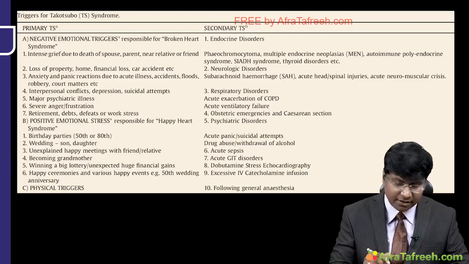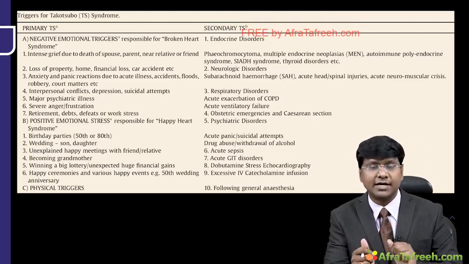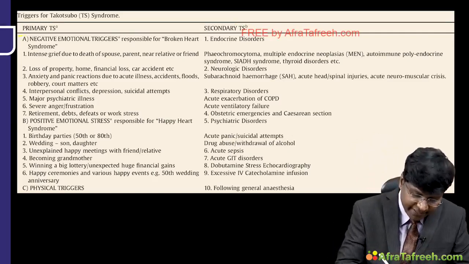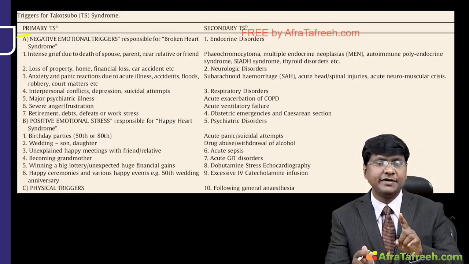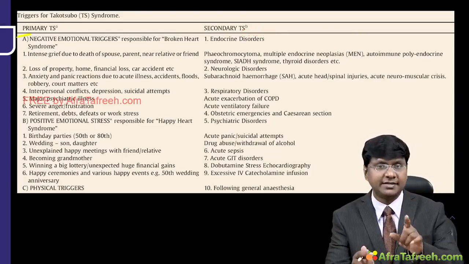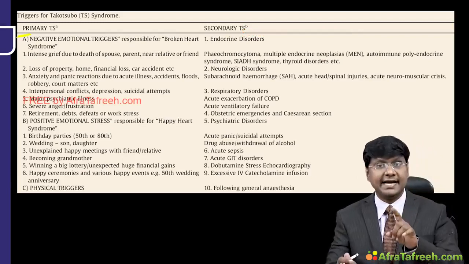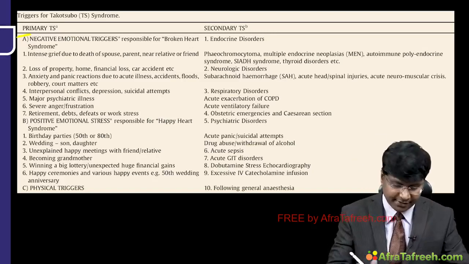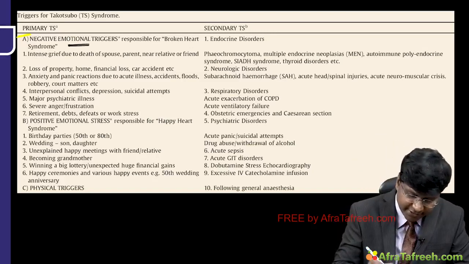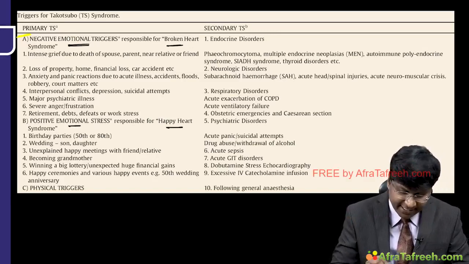Now, this is a table showing the differences between primary as well as secondary Takotsubo cardiomyopathy. So you take primary. What did I tell you? Almost 70% of individuals will have a trigger, either emotional or physical. And this trigger is either a negative trigger or a positive trigger. A negative emotional trigger is nothing but your broken heart syndrome, whereas a positive emotional trigger will be the happy heart syndrome.